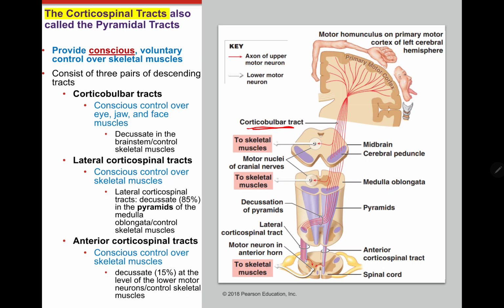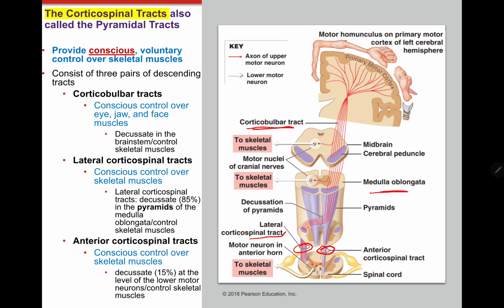Now we have the lateral corticospinal tract, as you can see down here. That's going to be important for conscious control over skeletal muscles. They're going to cross over. So 85% of them are going to cross over in the pyramids of the medulla, okay, and then they're going to descend down the spinal cord. Whereas with the anterior, we have that leftover 15% that's going to stay within that side, and that's going to be important for conscious control over skeletal muscles as well, right?